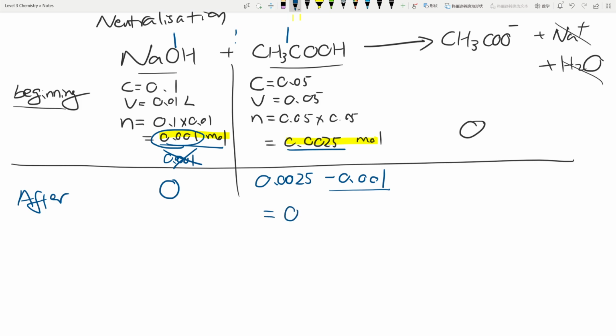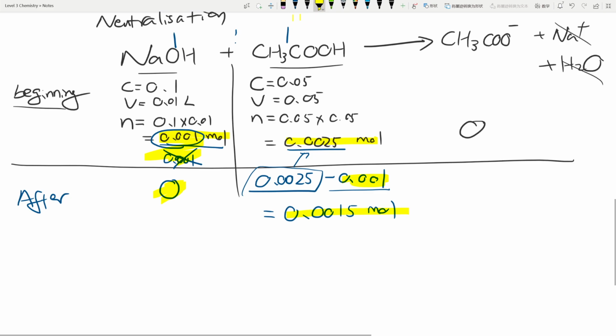So at the end, I still have 0.0015 moles of soldiers sitting behind. They're the remaining force. They're still there, because I had this many at the beginning from this calculation, and I used this many to get rid of the sodium hydroxide. So it's now 0. So this is how many moles I have.